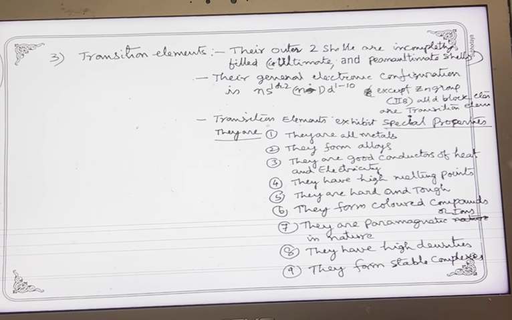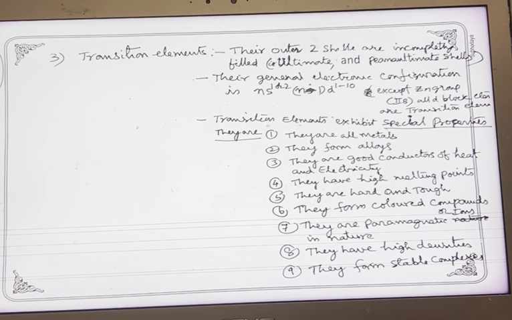They have high melting points because of very strong metallic bonds. Due to the presence of strong metallic bonds, they won't easily melt. High temperatures, around 2000 to 3000, even 4000 degrees centigrade, are required to melt these elements. That means they have high melting points.